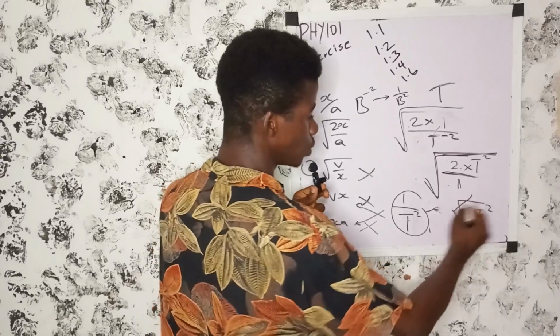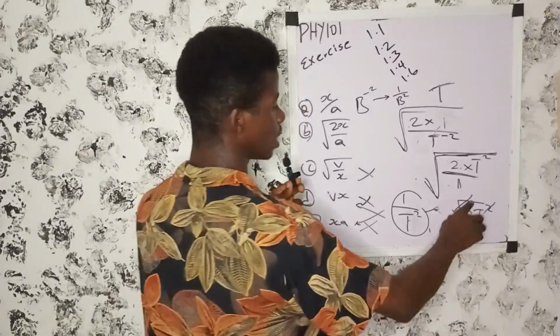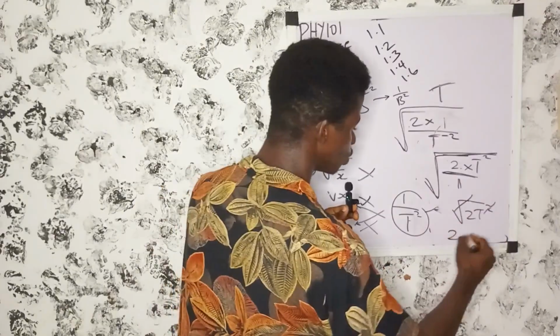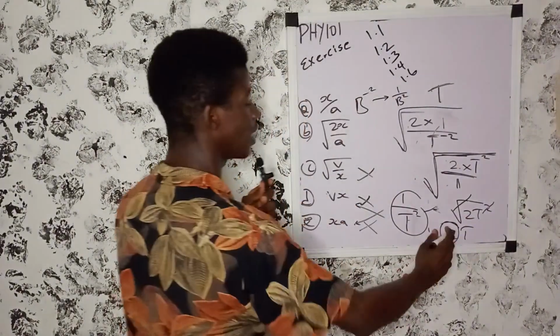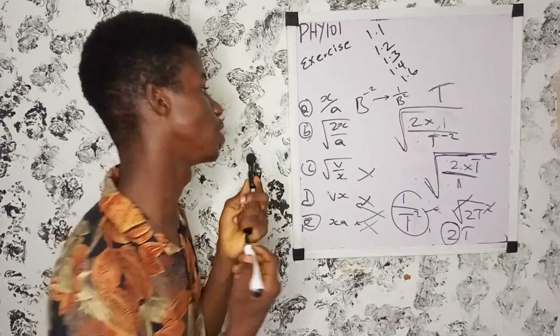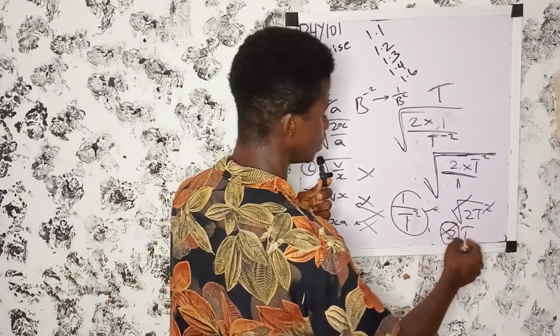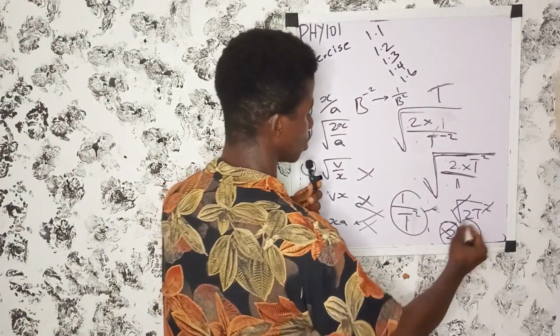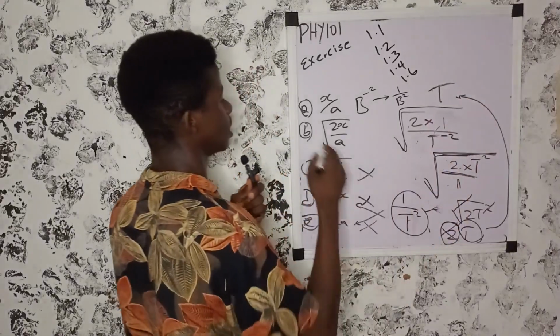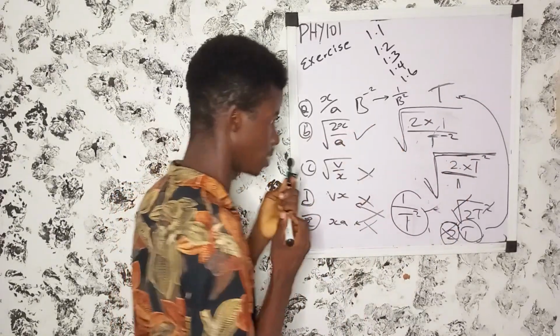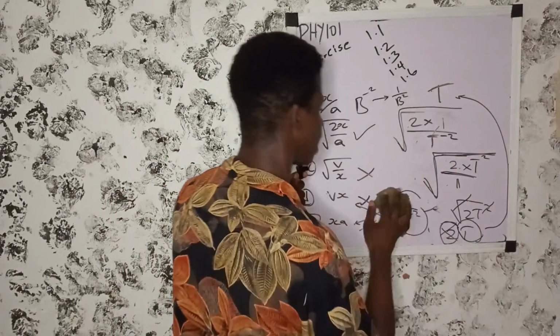Then the square root will cancel the square. If square cancels square, we'll be left with what? 2t. Then remember, I told you guys that a value does not have dimension. So therefore, we neglect the 2. Our final answer will be what? Capital letter T. So this shows that B is the right one.